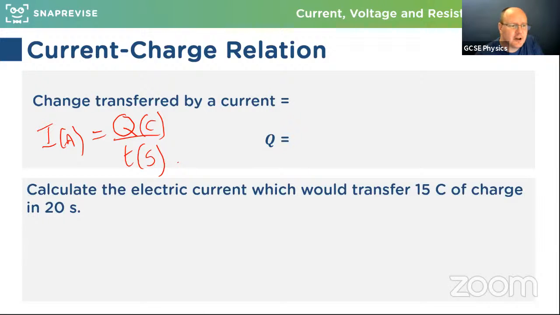So the charge transferred, sorry, there's an error there, that should be an R. The charge transferred by a current is equal to Q. What can we say that's equal to? Rearranging the formula I've just given you, I equals Q over T, what does Q equal then? What's the charge transferred by a current?